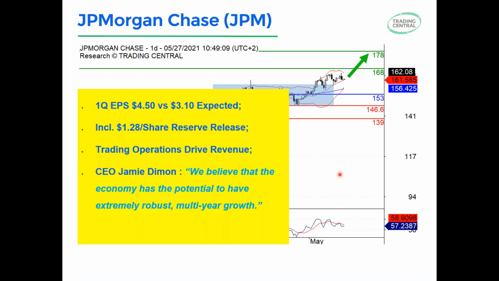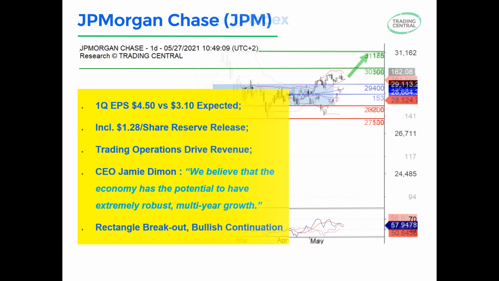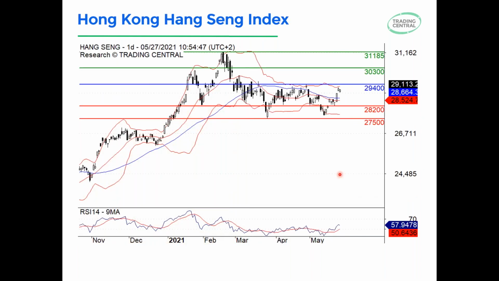Ladies and gentlemen, these are the most interesting US stocks I want to share with you. And following is Hong Kong and Singapore stocks. Okay, now the Hong Kong Hang Seng Index. I keep this key resistance of 29,400. This is the same key resistance I used last month, April.